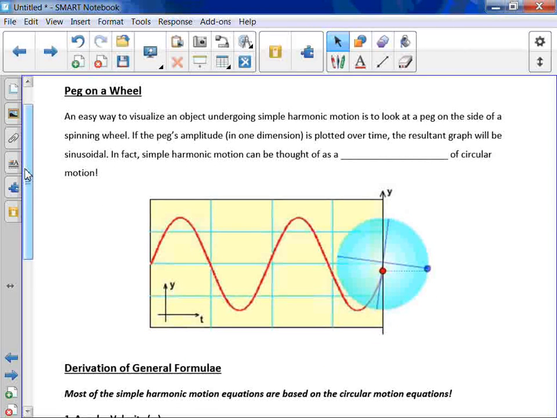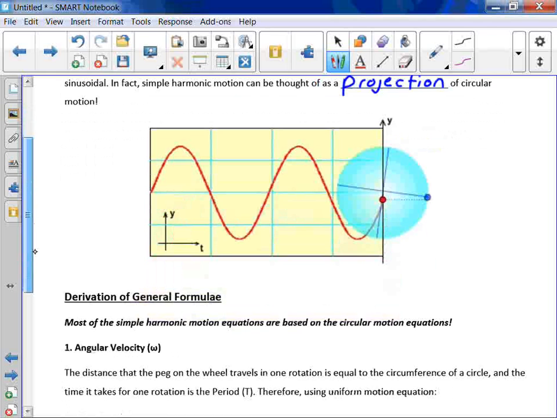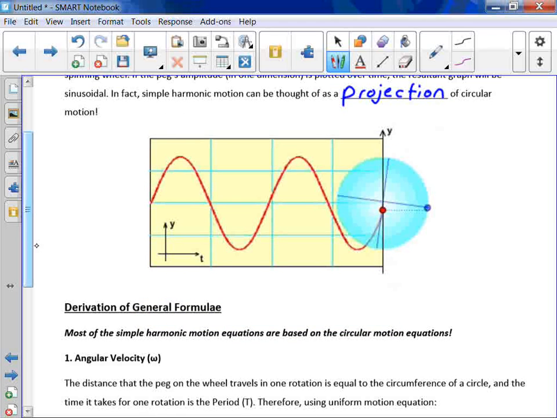It says an easy way to visualize an object undergoing simple harmonic motion is to look at a peg on the side of a spinning wheel. If the peg's amplitude in 1 dimension is plotted over time, the resultant graph will be sinusoidal. In fact, simple harmonic motion can be thought of as a projection of circular motion. So we're just projecting circular motion into 1 dimension.